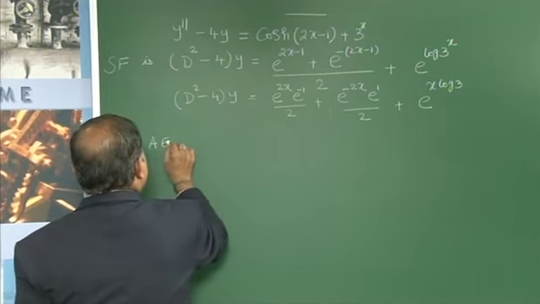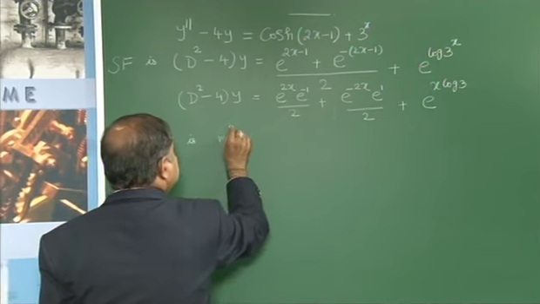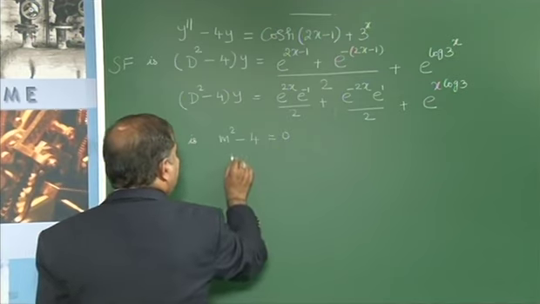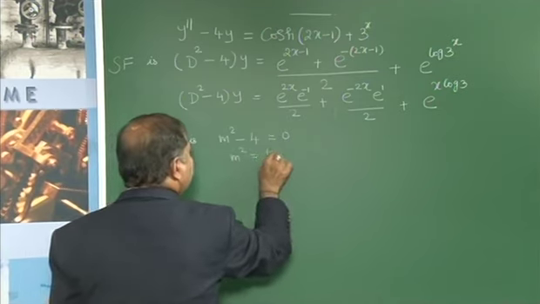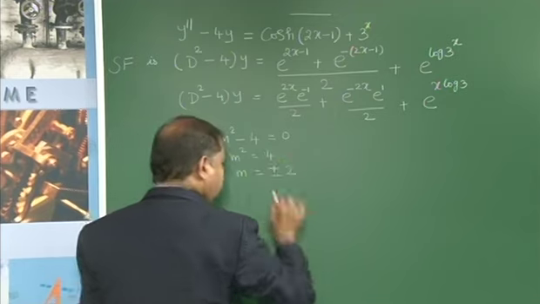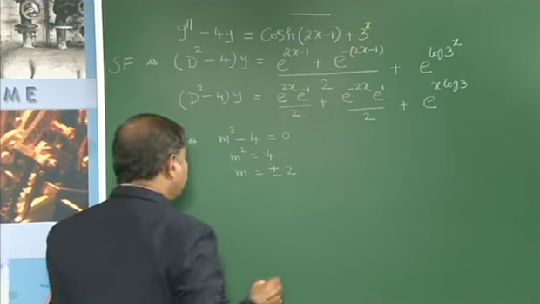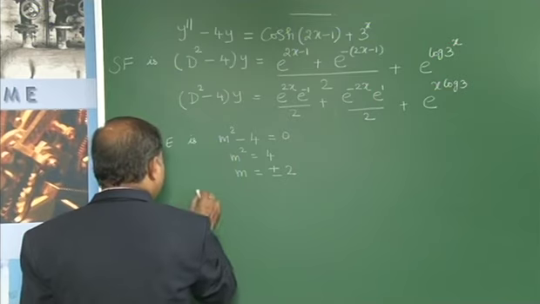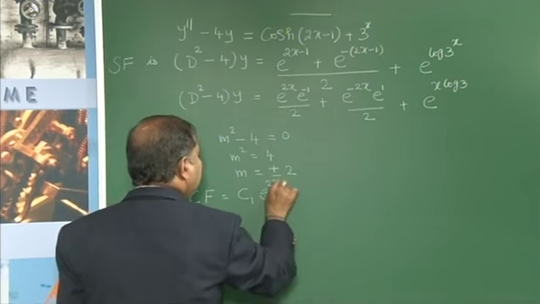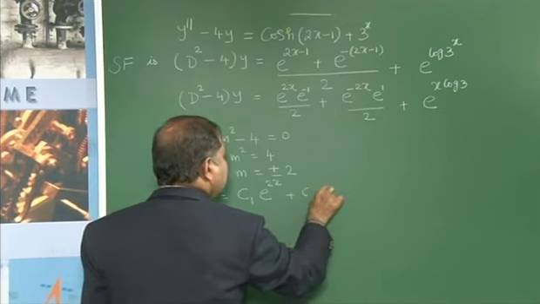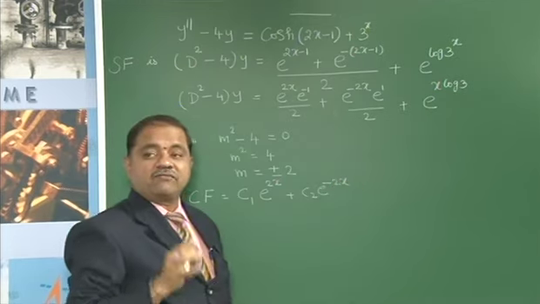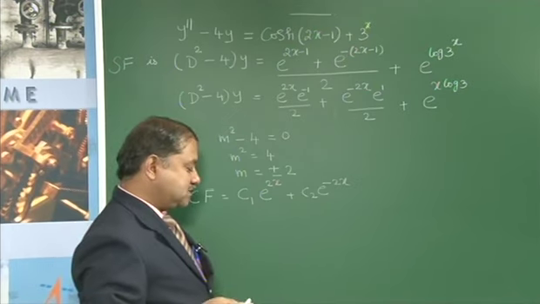What is your auxiliary equation? It is m squared minus 4 is equal to 0. So m squared is equal to 4, m is equal to plus or minus 2, taking the square root. Now different roots, so therefore what is my complementary function? C1 e power 2x plus C2 e power minus 2x. This is my complementary function. We have seen this so many times.